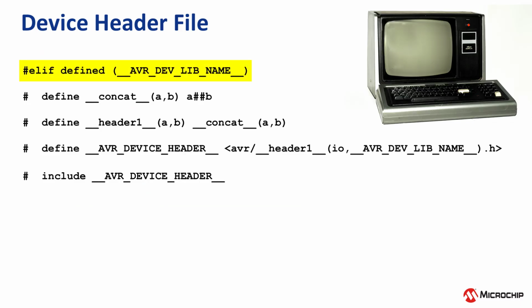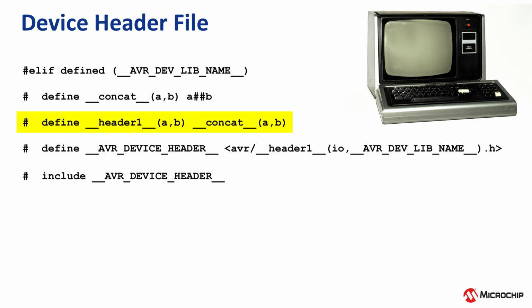First we have, if the AVR device library name is defined, then we have this inline function definition. It defines concat, which is short for concatenation, of A and B. Then we have A ## B. This ## operator is known as the token pasting operator, which is part of the preprocessor. When the macro is expanded, the two tokens on either side of the token pasting operator are combined into a single token. That single token then replaces the token pasting operator and the two tokens in the original macro.